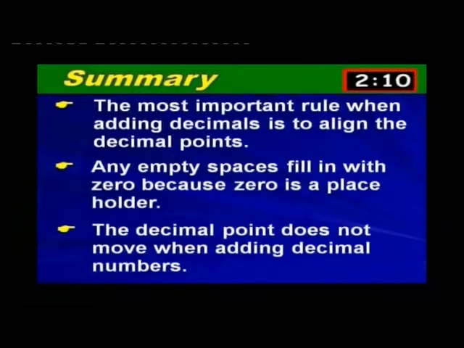When you add decimals, don't forget to align the decimal points. Point number 2, read together. Any empty spaces are filled in with 0, because 0 is a placeholder as well. And point number 3. So these are the three main points that you must remember when you are adding decimals. They are noted in our summary note.